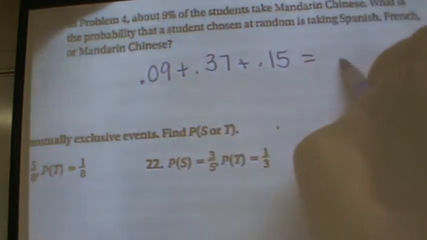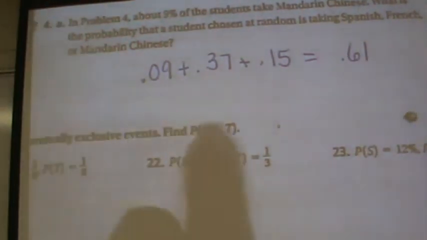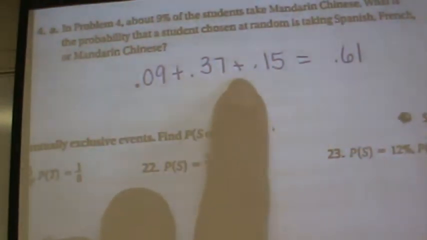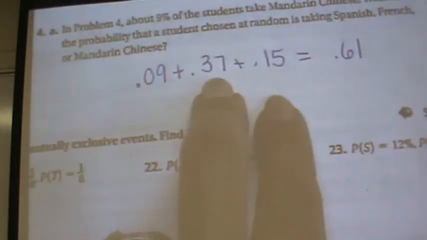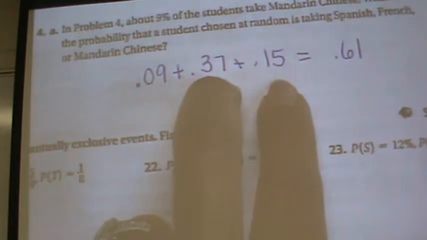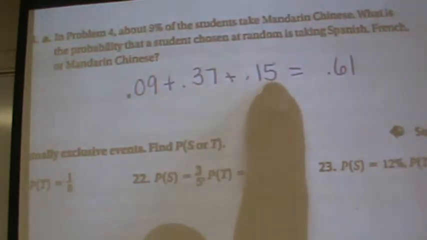And I believe you get 0.61. How'd you get the rest of those numbers? These two were on the prior problem. Okay. These two were on problem number 1. So that was given to you? Yeah. The probability of taking Spanish was 37%, and French is 15%.